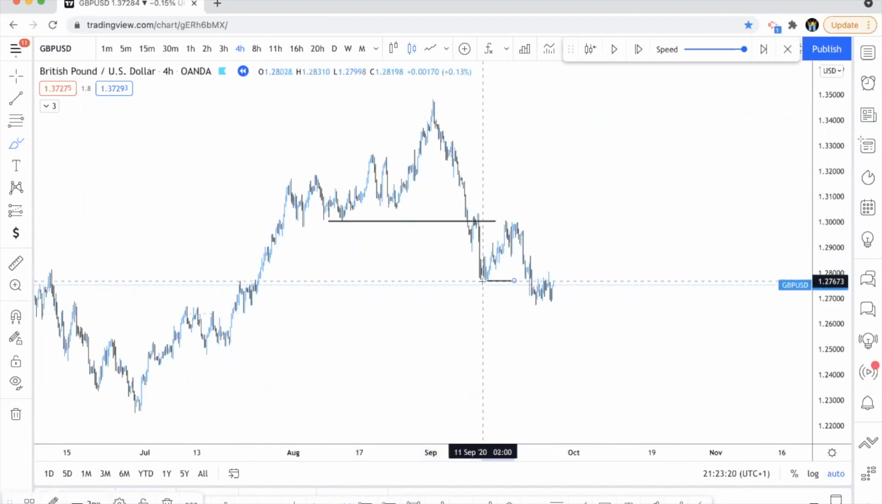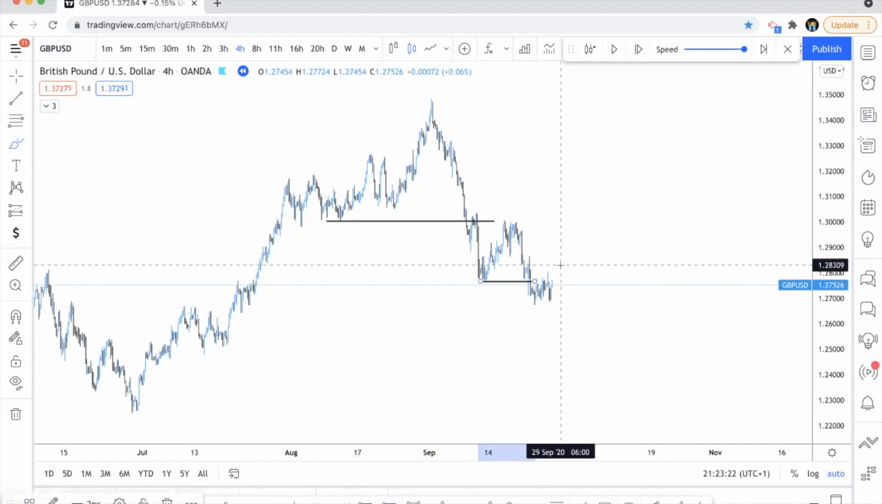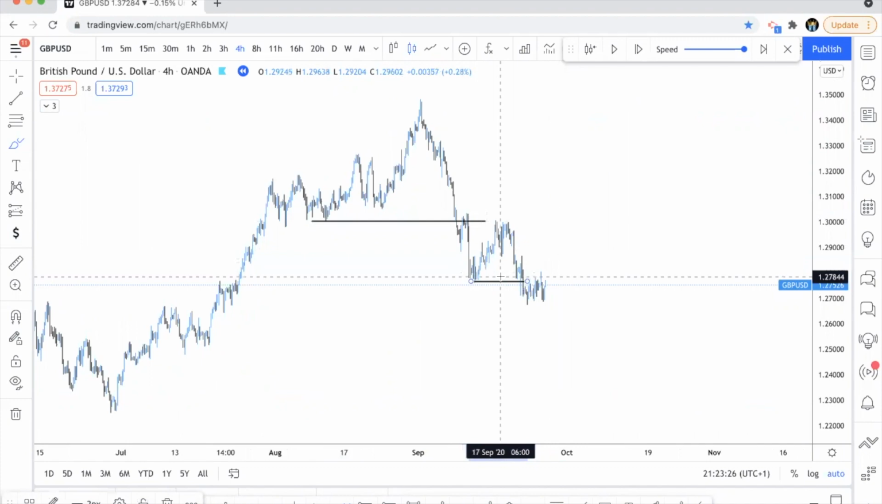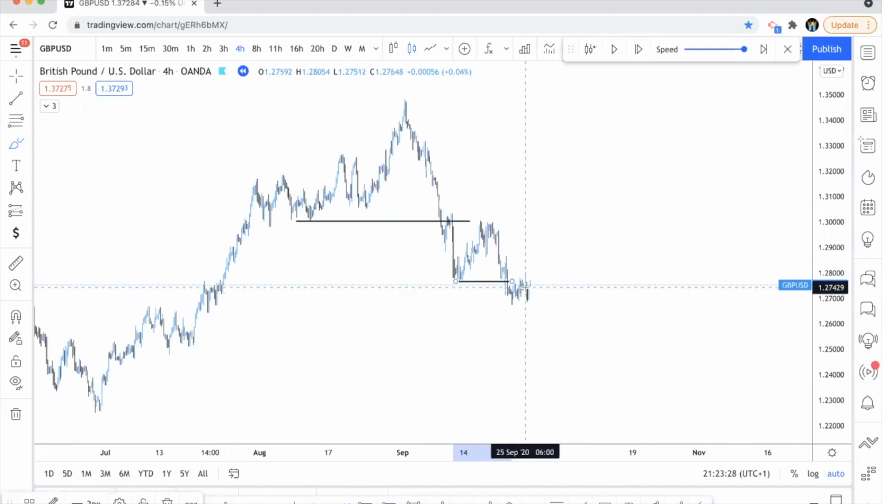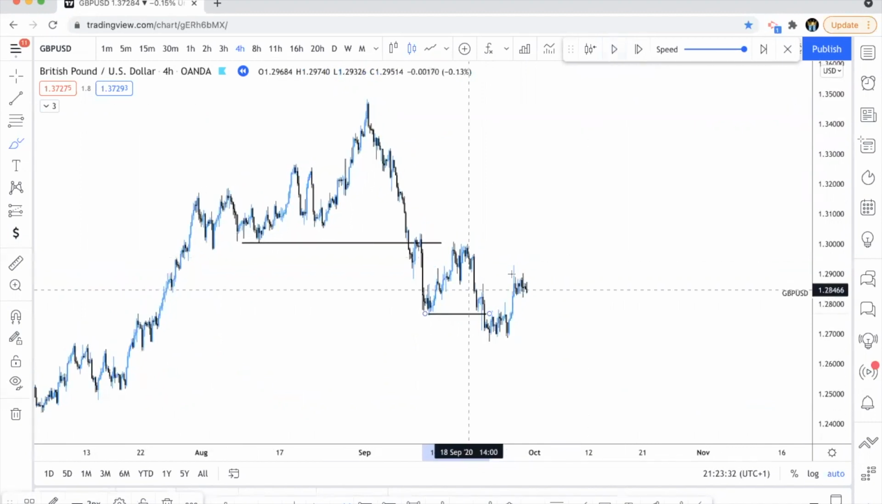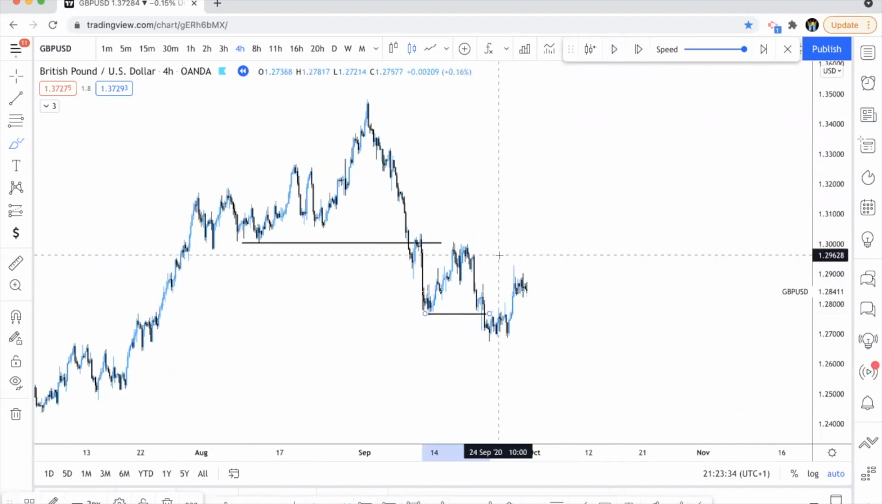You can see here that substructure broke again. You're just marking out substructure, minor structure, and swing structure. So here we go. We have another break. We're looking for a sell here, right? I'm just going to play this fast so you guys can see and understand how substructure and minor structure work. So let's play it fast.